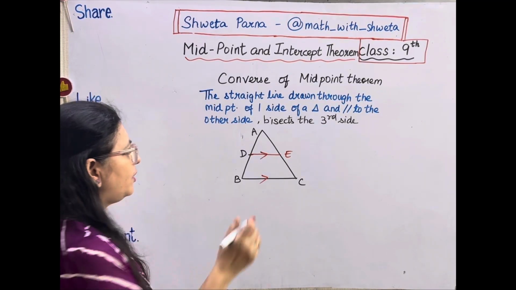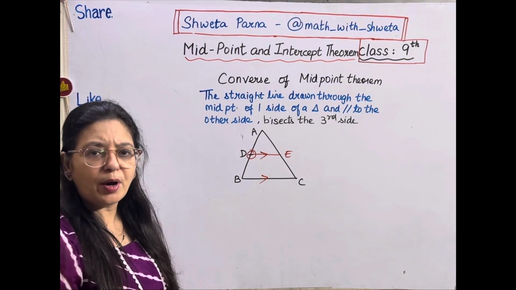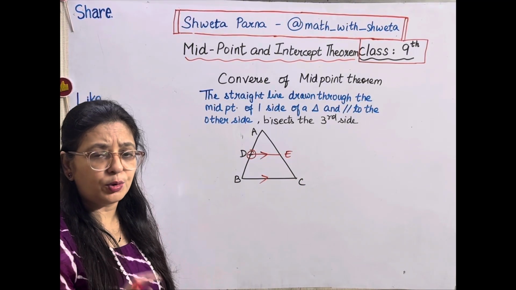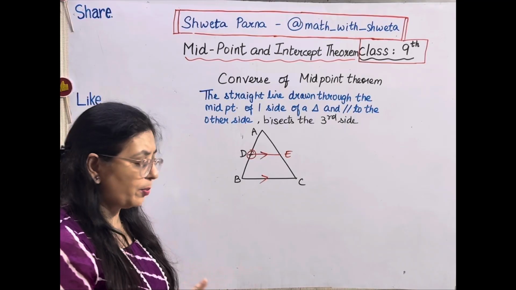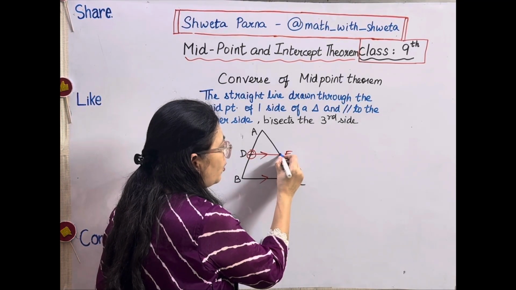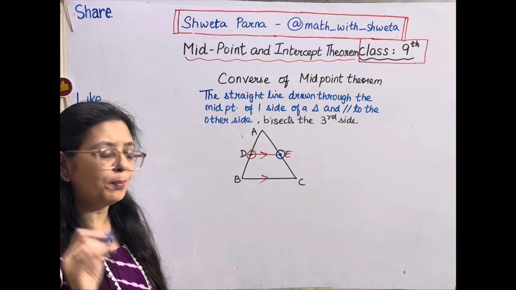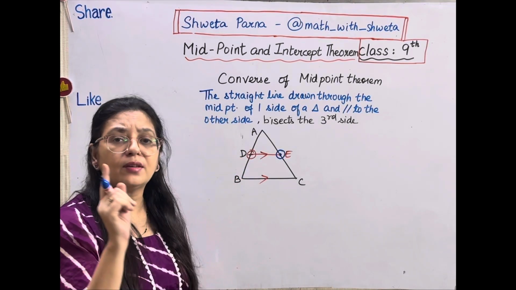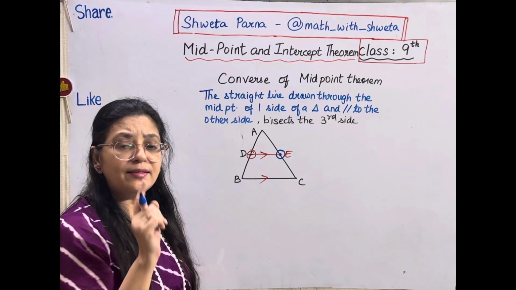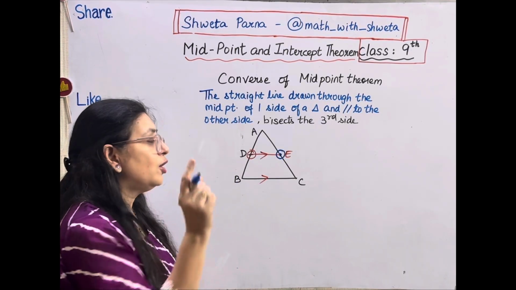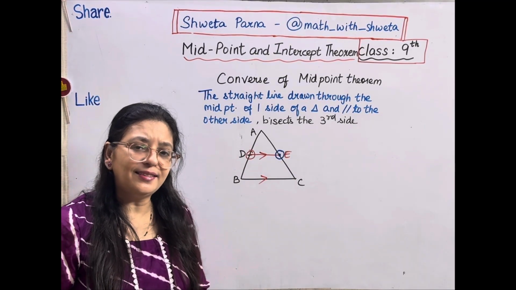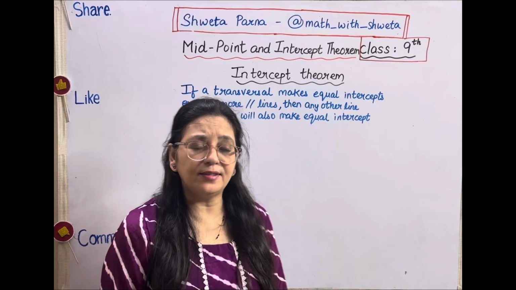So what information is given to you? D is a midpoint and DE is parallel to BC, that is given to you. So according to the converse of the midpoint theorem, we will say that E will also be a midpoint. That is what we are proving. So in the converse of the midpoint theorem, only one midpoint would be given to you and that line segment would be parallel to the other side. So where it meets, that would be a midpoint. I hope it's clear. Let's understand the intercept theorem.